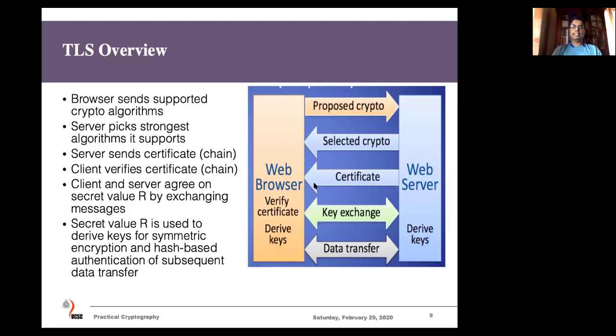Because of that, recently most TLS versions like 1.2 recommend using Diffie-Hellman ephemeral key exchange together with RSA. We will see how it works practically. Somehow, using one of these key exchange protocols, we exchange the security key. After we exchange that key, both the browser and the web server have the same key. We call it the common secret value, maybe we can say secret value R. That R is used to derive other keys and other authentication parameters.